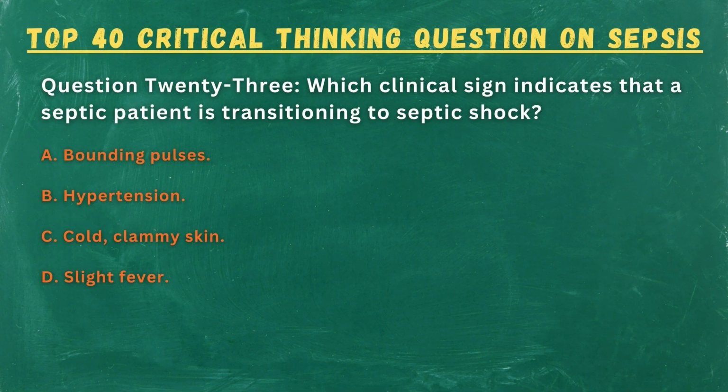Question 23. Which clinical sign indicates that a septic patient is transitioning to septic shock? A. Bounding pulses. B. Hypertension. C. Cold, clammy skin. D. Slight fever. Answer: C. Cold, clammy skin.